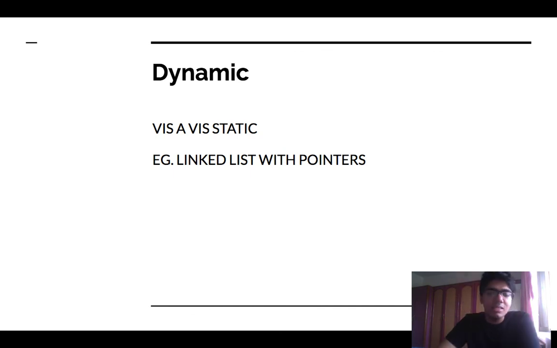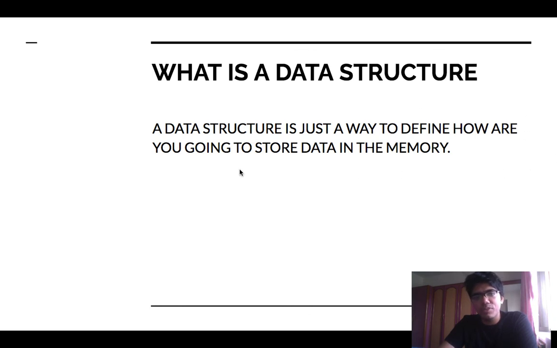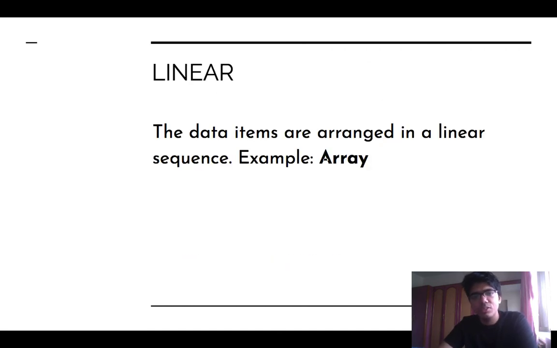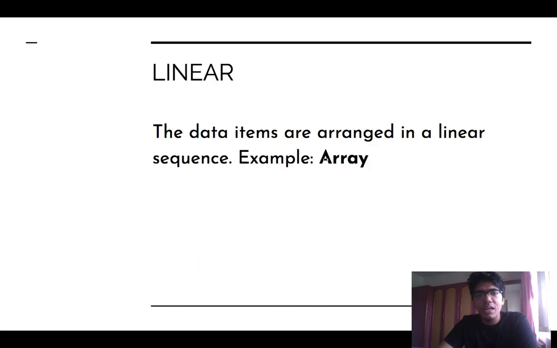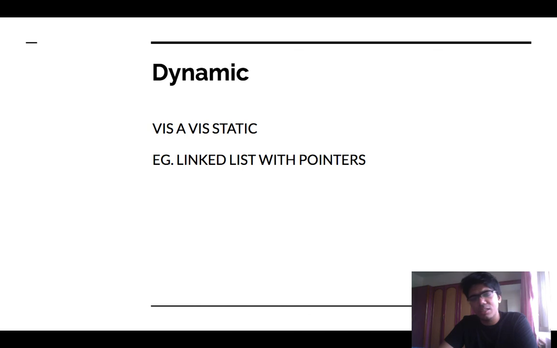So that's all for this video. In this video we talked about what a data structure is, which is basically a way to define how you're going to store data into the memory of the computer. We talked about different types of data structures, and we talked about linear, non-linear, homogeneous, non-homogeneous, static, and dynamic data structures. That's all for this video.